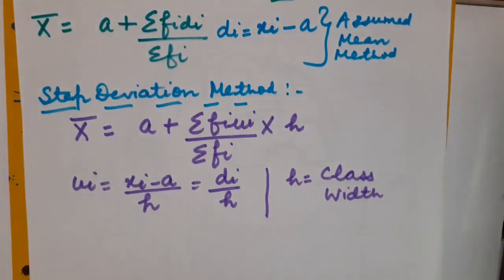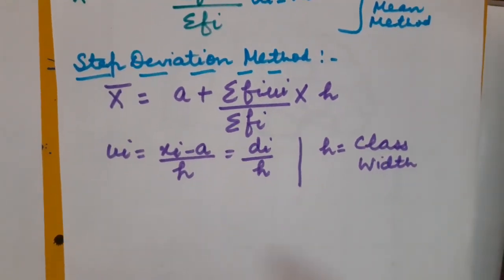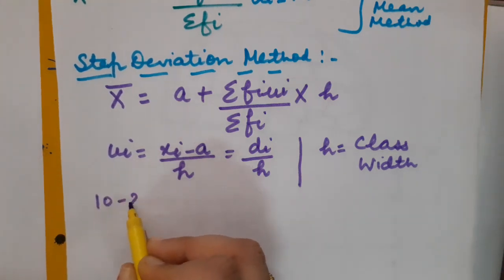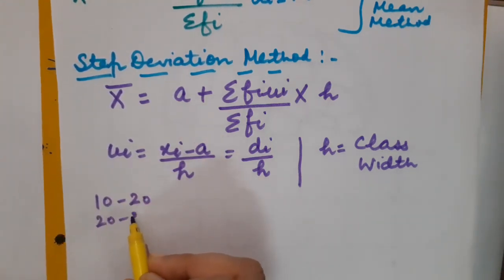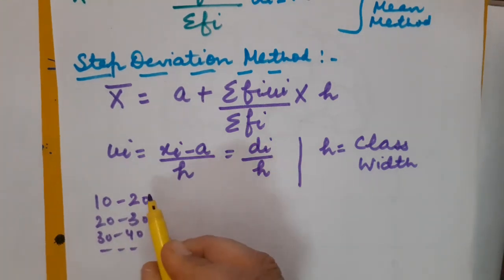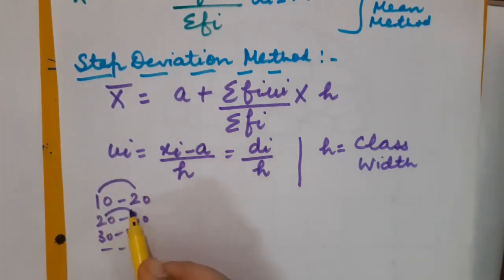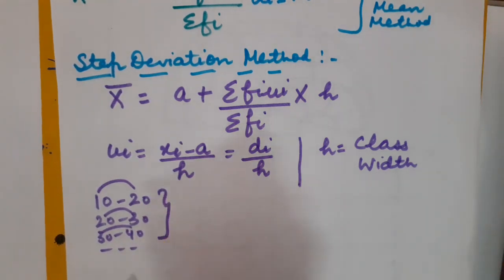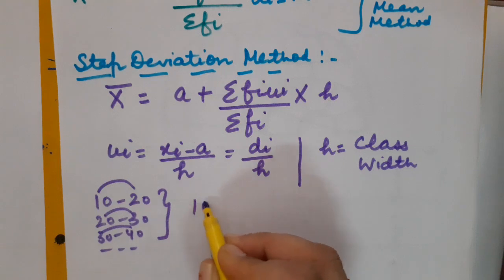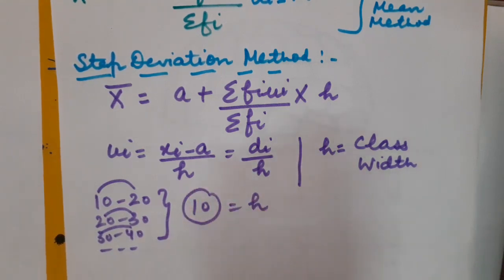Children, as you know that we are going to deal with the grouped data. So suppose if I am going to write down 10 to 20, then 20 to 30, then 30 to 40 and so on. Then children, here you know that the gap, or you can say the class size, in each and every class interval is 10.